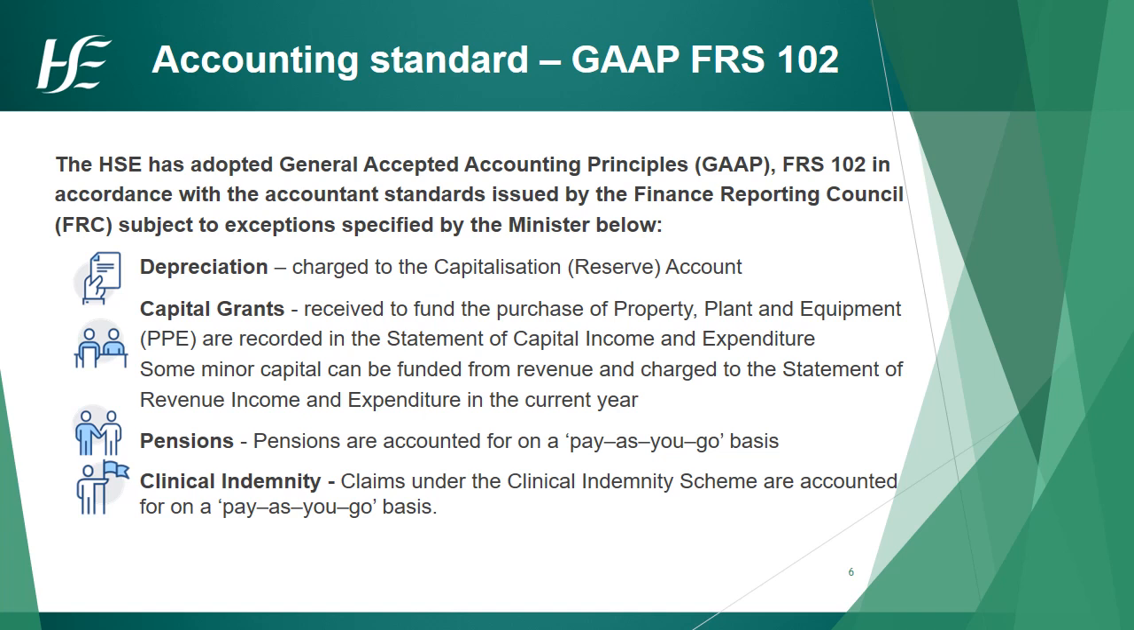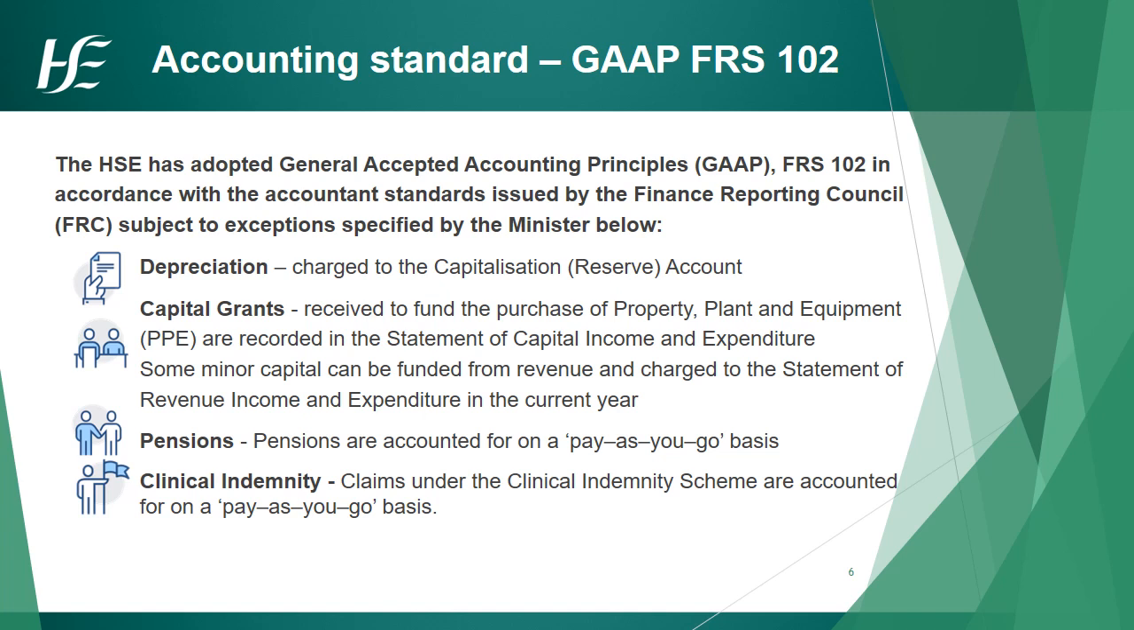Under FRS 102, such expenditure is charged to income and expenditure over the life of the asset. Some minor capital expenditure can also be funded from revenue. In this case, the amount is charged to the Statement of Revenue, Income and Expenditure in the year. This accounting treatment, which does not apply with GAAP, is an exception specified by the Minister.